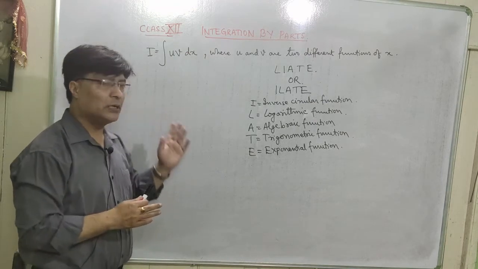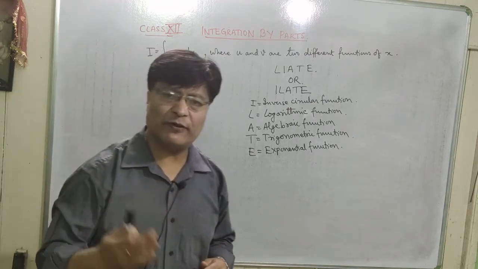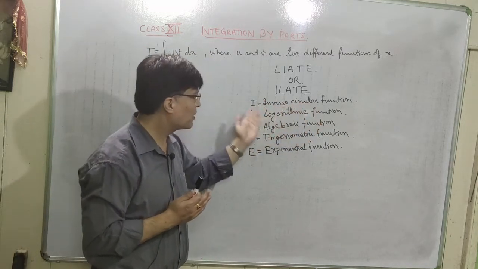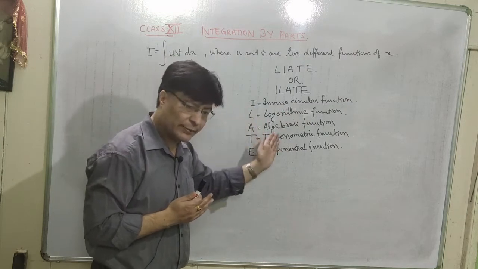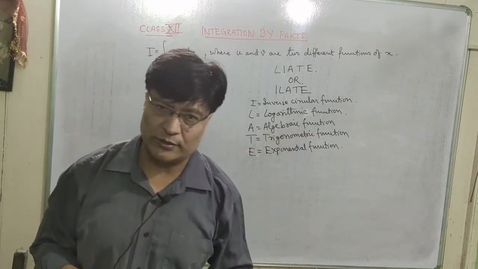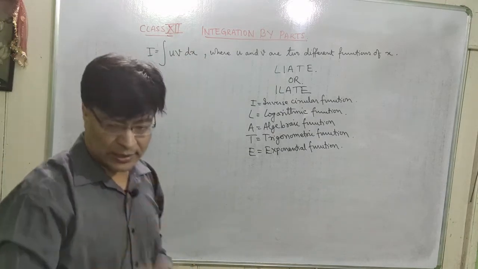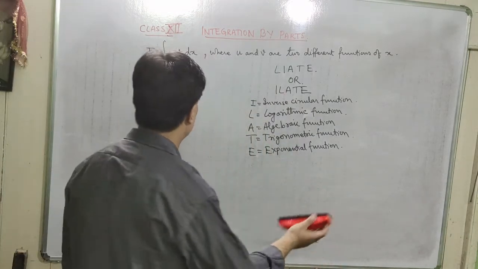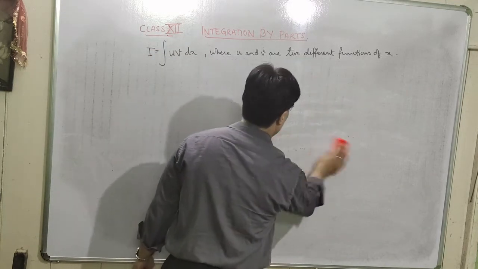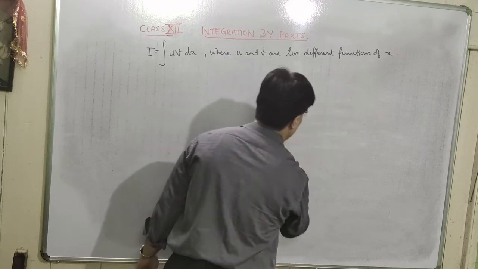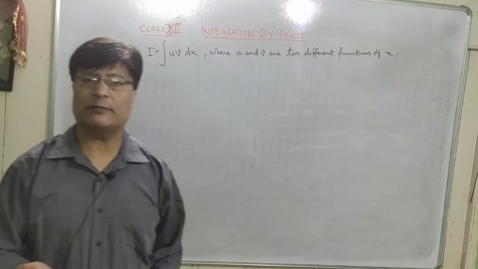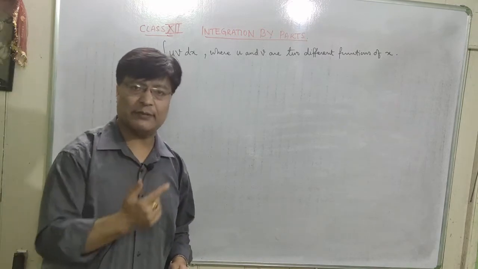Okay, so where u and v are two different functions of x, these functions may be inverse circular function, logarithmic function, algebraic function, trigonometric function, or it may be exponential function. Okay, so now what is the method of using integration by parts? So what is the formula now? So there is a formula for this integration by parts. Okay, so let us write down the formula for integration by parts, and after that I will derive that formula.